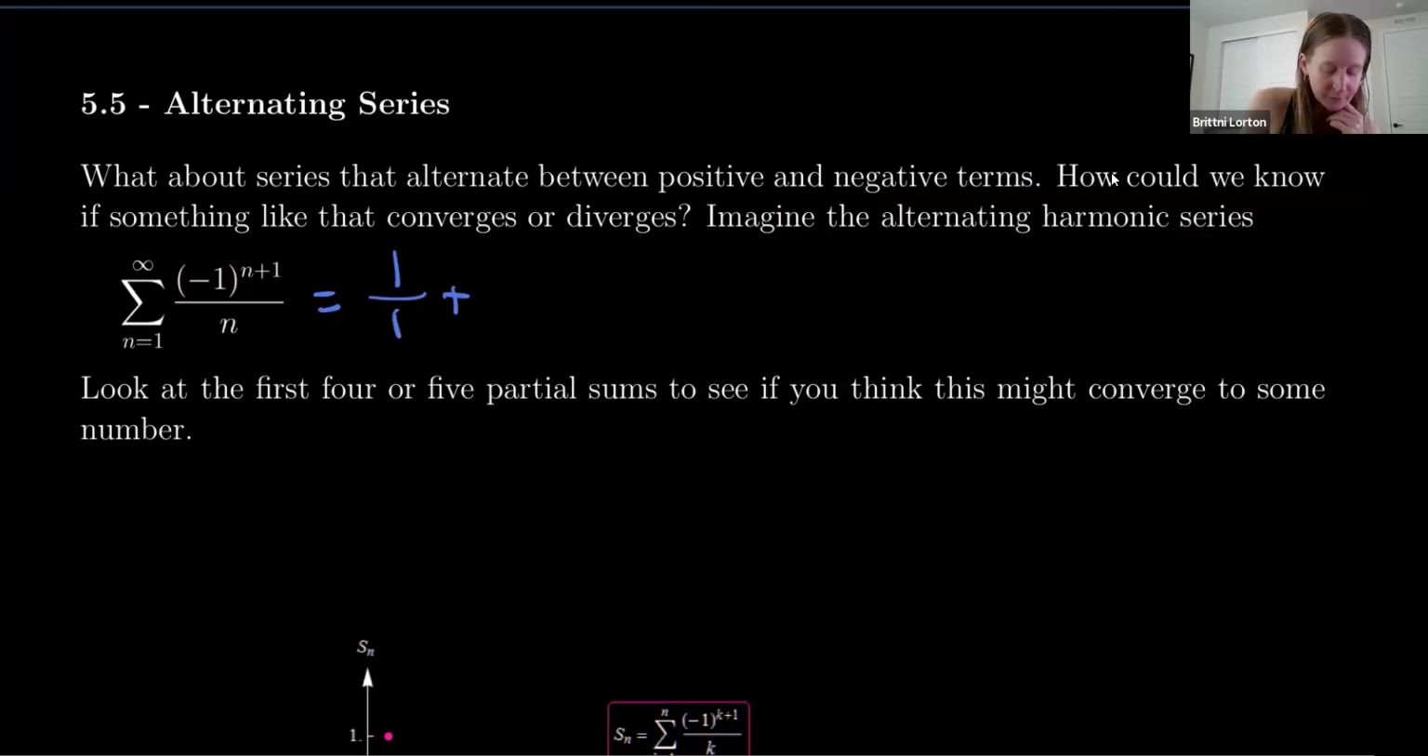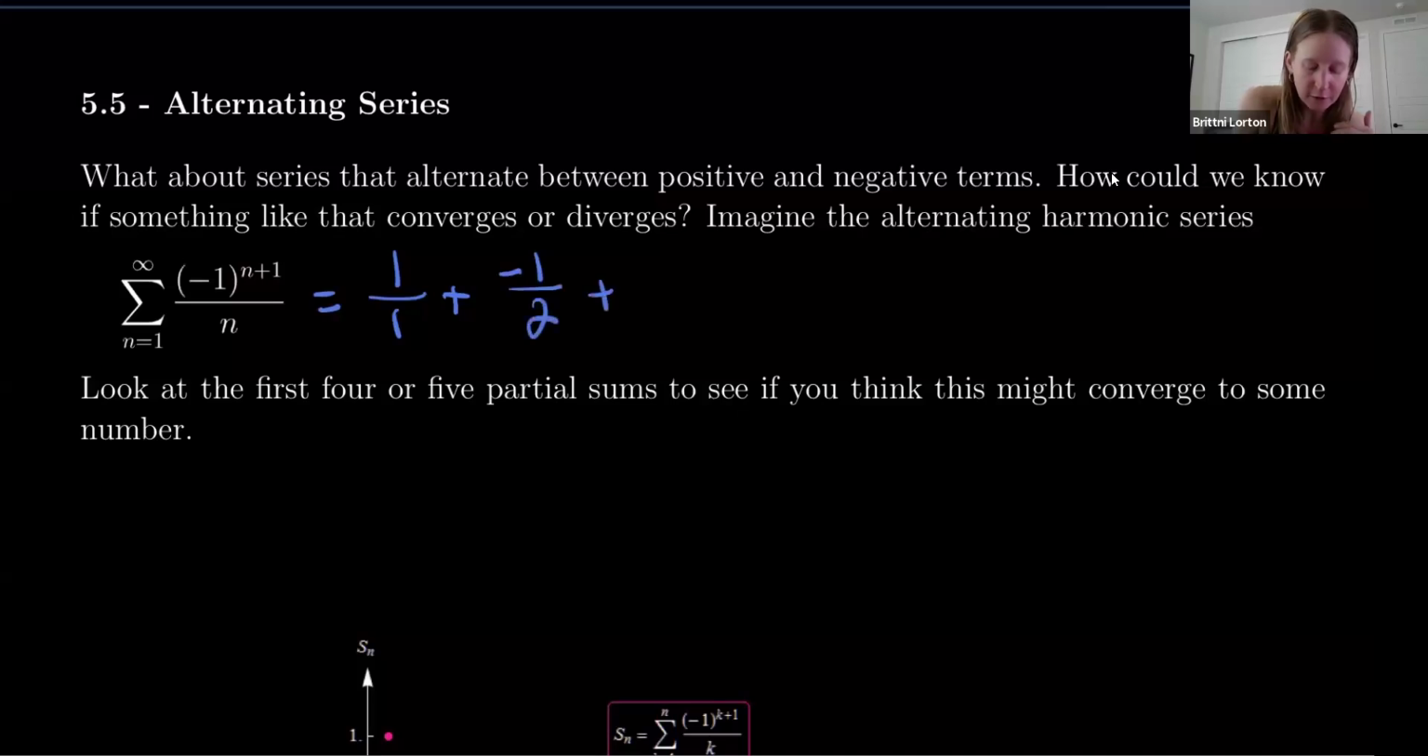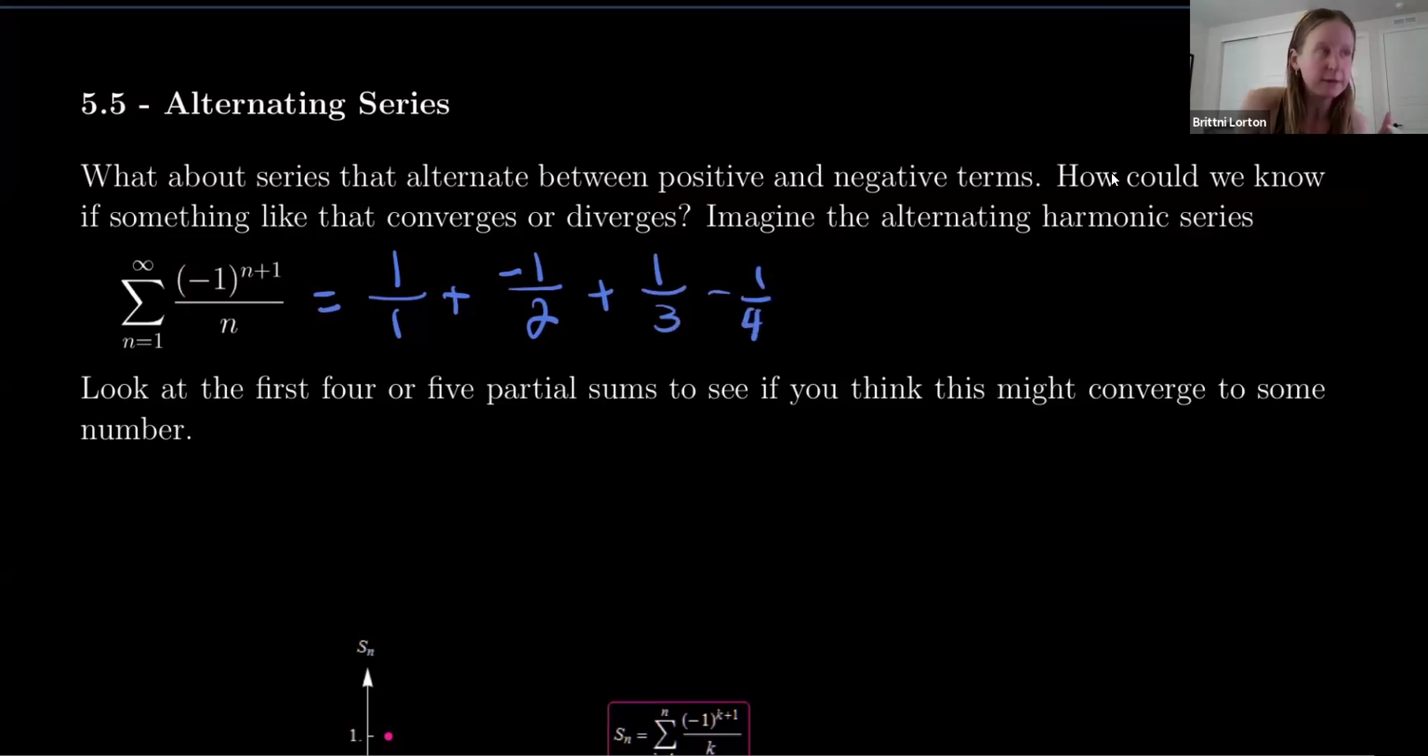And then if I plugged in n equals 2, this would become an exponent of 3, which is an odd exponent, so -1 cubed stays negative. And you can imagine that continuing on throughout. So I ended up with just like the harmonic series, but alternating: +1 minus 1/2, plus 1/3 minus 1/4, plus 1/5, etc.